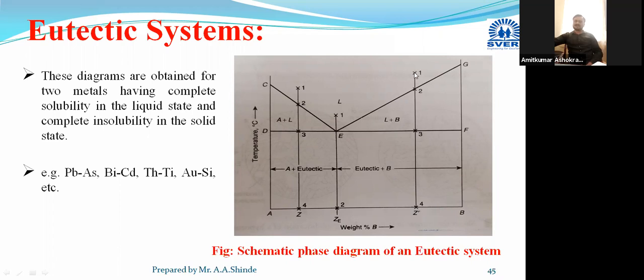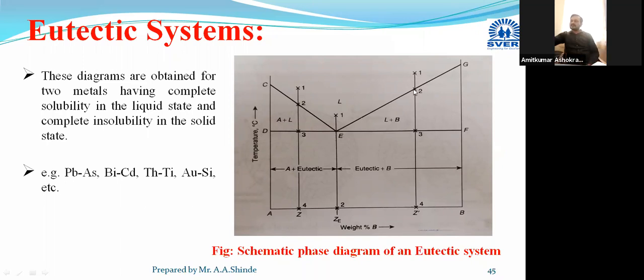Now the microstructural changes occurring, that you have to explain here: from point 1 to 2, in this region, this alloy will be in liquid state only. You just have to draw one circle and show the liquid, and only one liquid you have to show, as these elements are completely soluble in each other in liquid state.